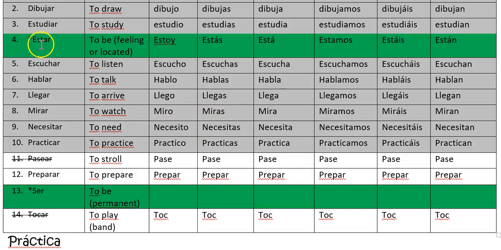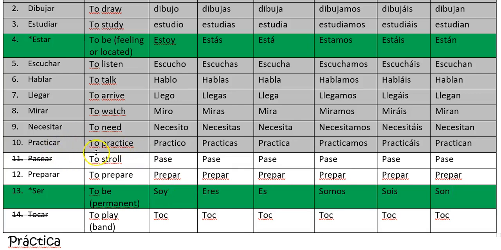Okay, so you'll notice that 2 of the lines are green now. That's because estar, which is to be, feeling, or located, and ser, which is just to be as in permanent things, they're not conjugated the same way the other verbs are. So I wanted you to know, so it's estoy, so here it is soy. Eres, es, somos, sois, and so on. We have been covering that, but again, that's just good review.